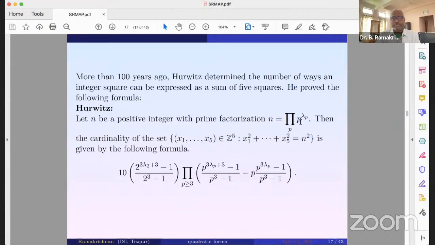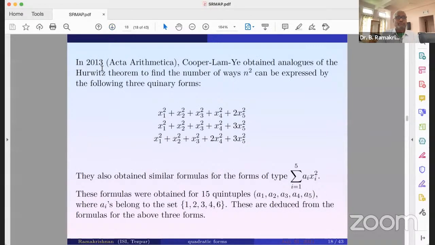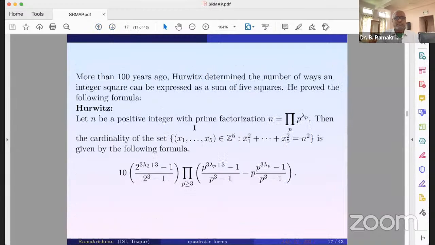You write n with its prime power factorization, then the cardinality of the set, that is r_5 of n square, is given by 10 times this number times the product over p greater than or equal to 3 of this factor. So this is for r_5 of n square. There are results for r_7(n square) and so on. There are also results by Sandham, and r_9 was done by Cooper. I am removing those results for this particular odd number of variables, which you can refer to. I gave some references there, and from there you can see that. Most of them use this type of Hurwitz method only.